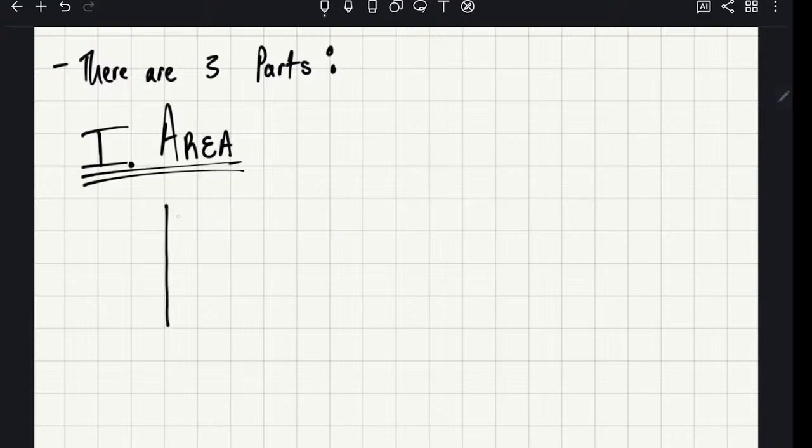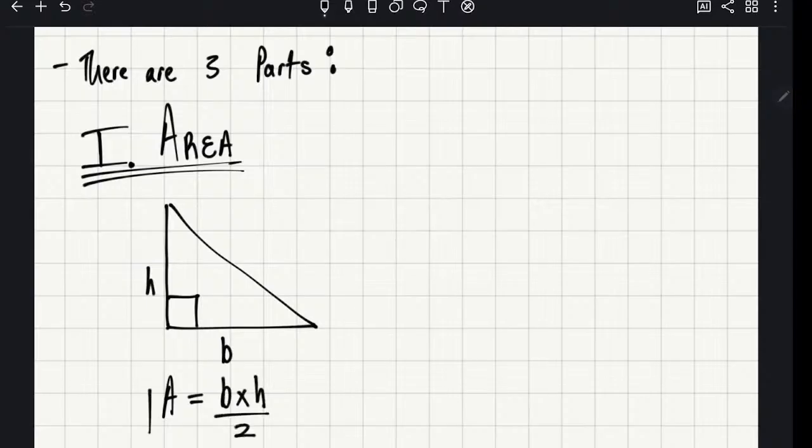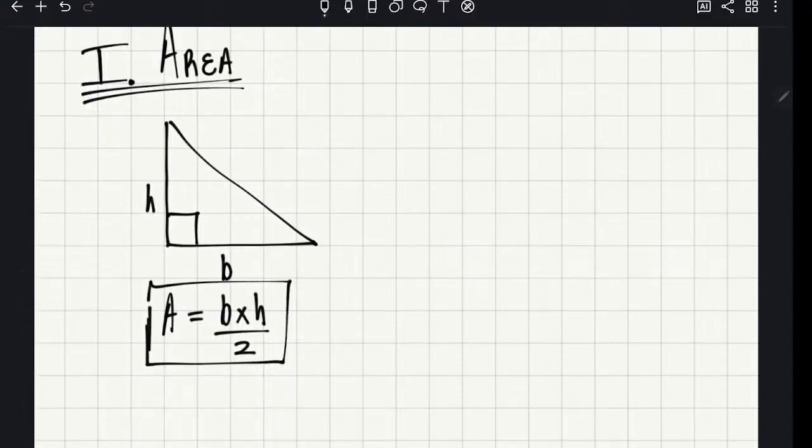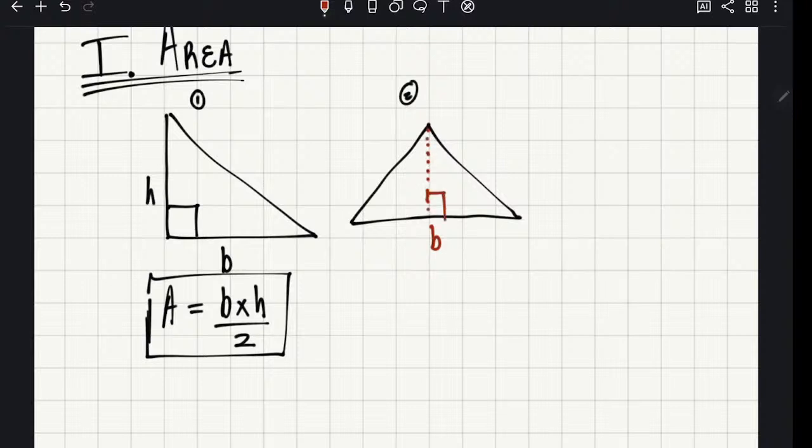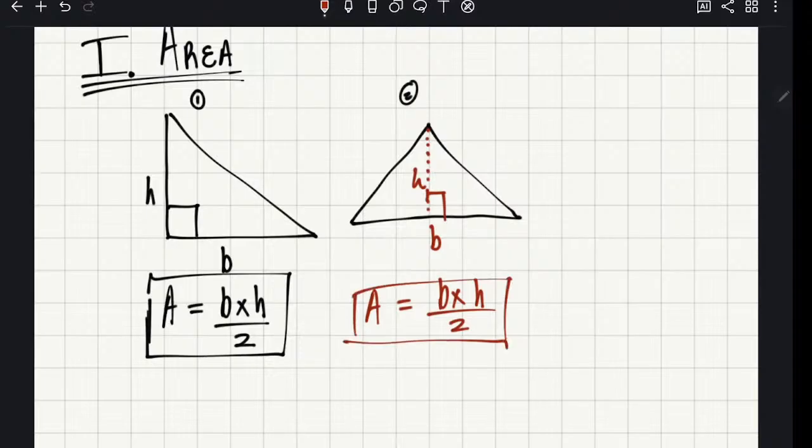When you're trying to get area, you start with the right angle triangle where you have base and you have height, and your area, for this type, is base times height divided by 2. If you use this formula, you'll be fine. Then the second one for area is when you have a triangle with no right angle. So the shape can change, but there is no right angle. They'll give you the base, then they'll give you the height. You should know that for this one, area is again base times height divided by 2, for this type of triangle as well.